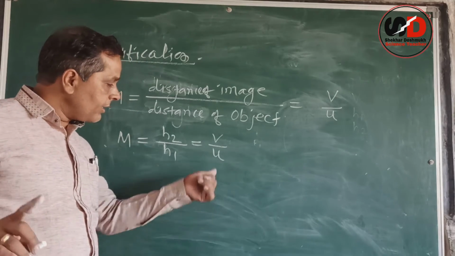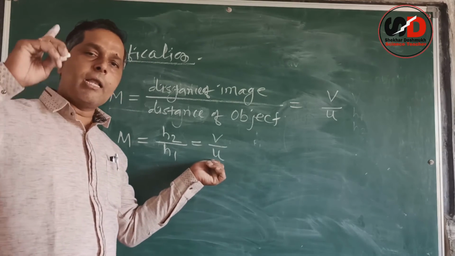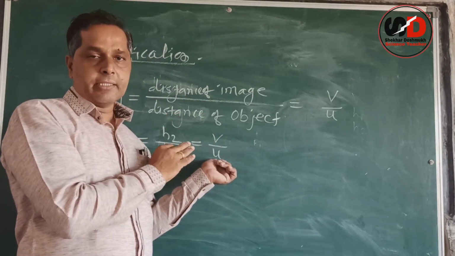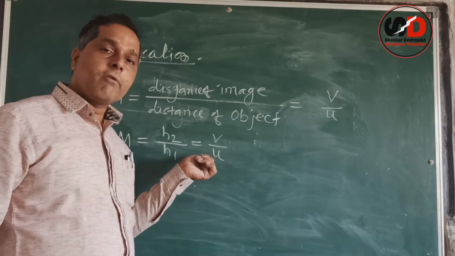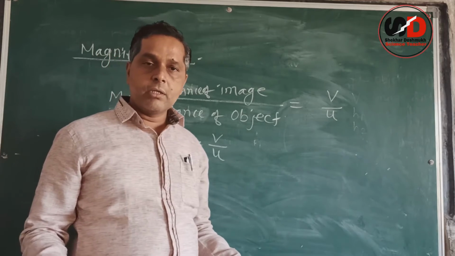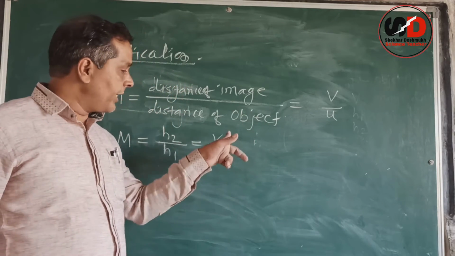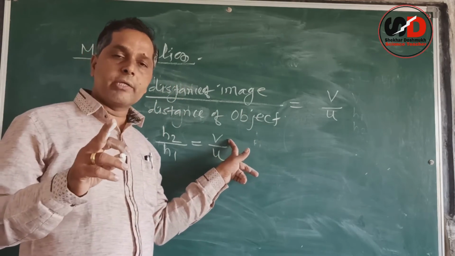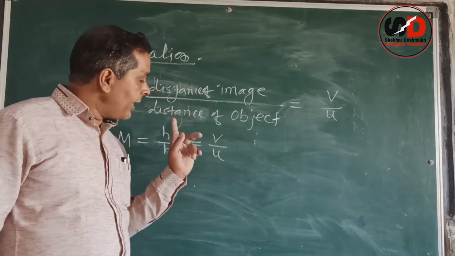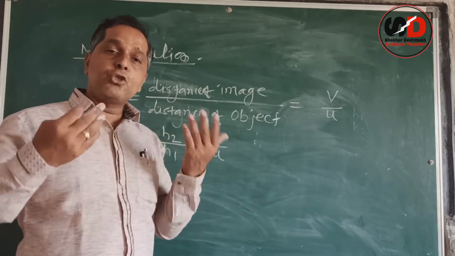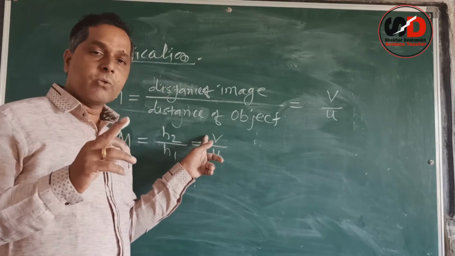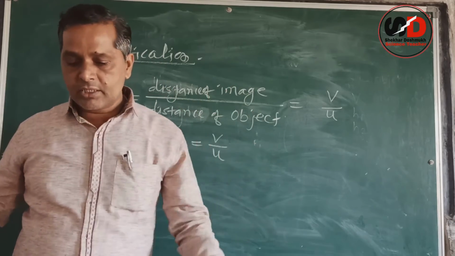What is the meaning of that? U must be negative always, because the object is always kept to the left of the lens. So U must be negative always. And if we get a real image, then V is positive, because real images are formed to the right. And if the image is virtual, that means on the same side of the lens, then V must be negative. So we should use proper sign conventions again.